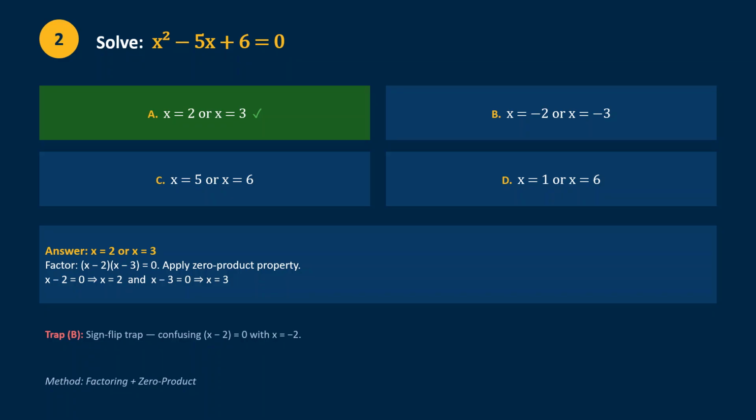The trap is choice B, x equals negative 2 or negative 3. That is the sign flip error. When you see x minus 2 equals 0, solve for x by adding 2, not by copying the negative sign.